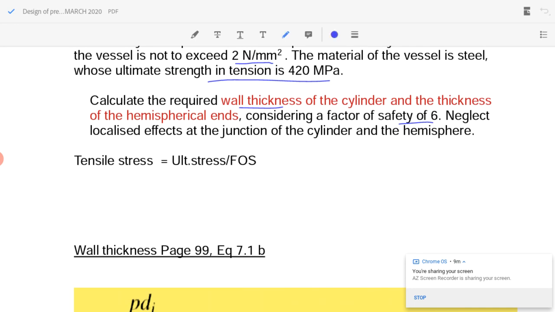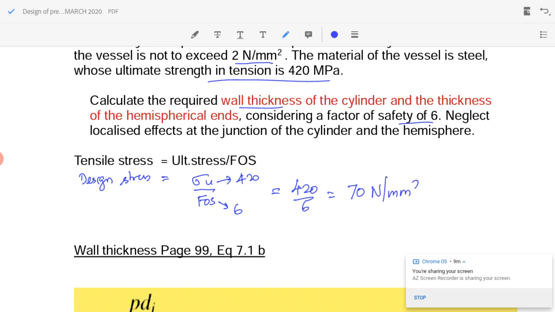So the tensile stress equals the design stress, which we use for the calculation, equal to ultimate stress sigma u by factor of safety. Given ultimate strength equal to 420 megapascal and factor of safety equal to 6, I will get design stress equal to 420 by 6, equal to 70 Newton per mm square. Now we have to find the wall thickness.